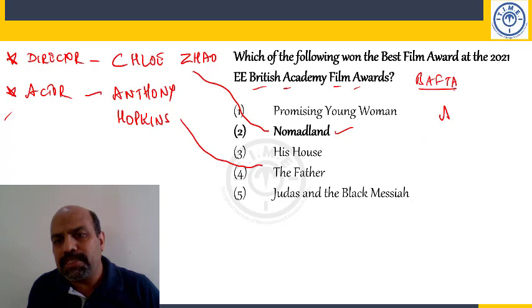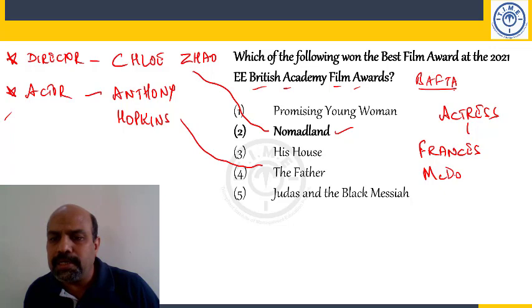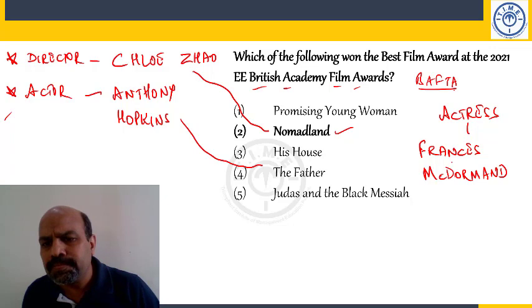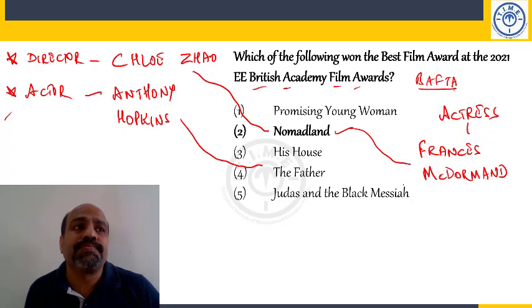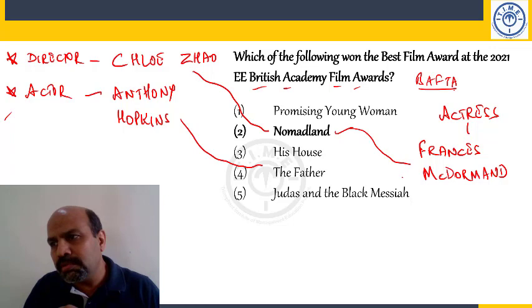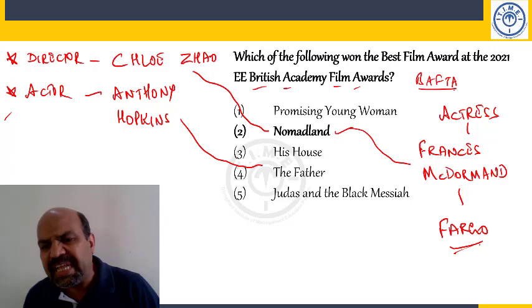Next, best actress. This is an amazing actress, Frances McDormand, for Nomadland. She plays the main role. Her husband dies and then she thinks of not living a settled life. So she takes her van, the essential stuff in the van, and goes around. You should watch her film called Fargo. Terrific film. You can watch with your family, no harm.